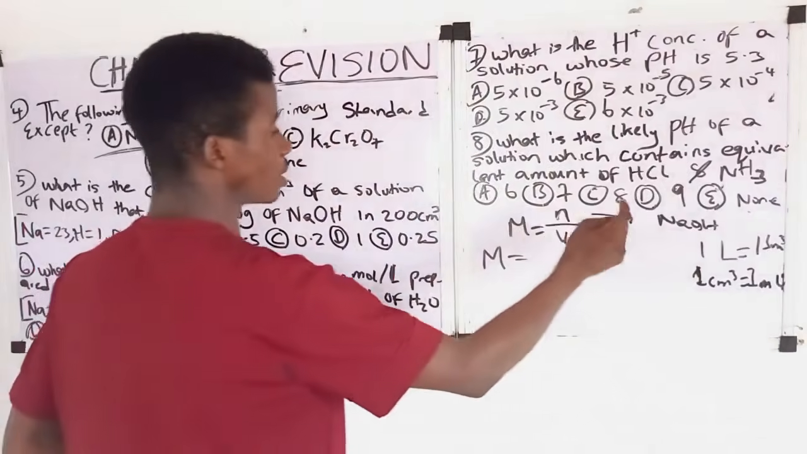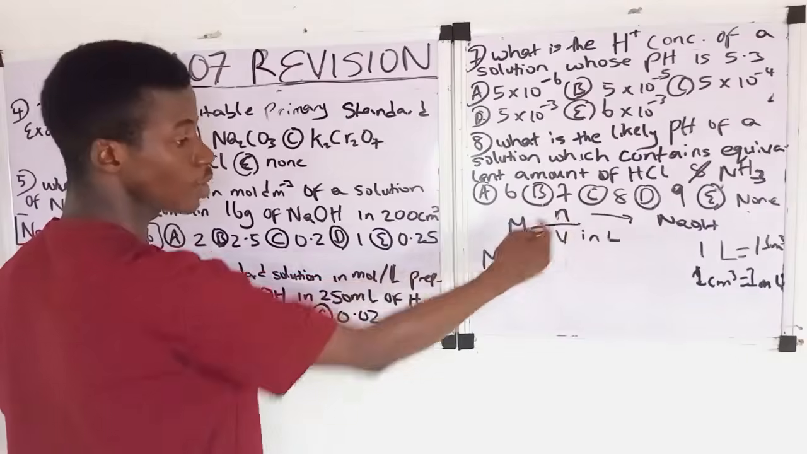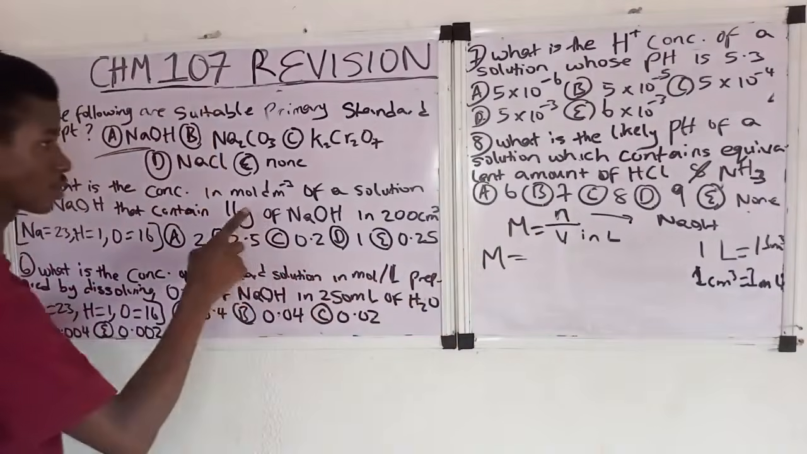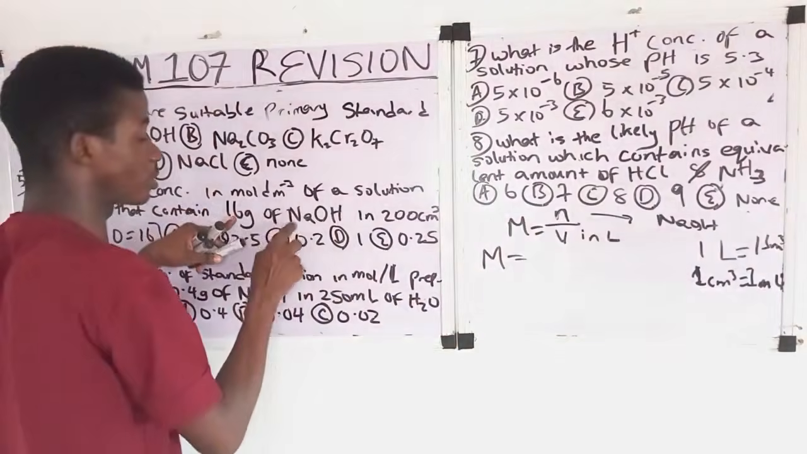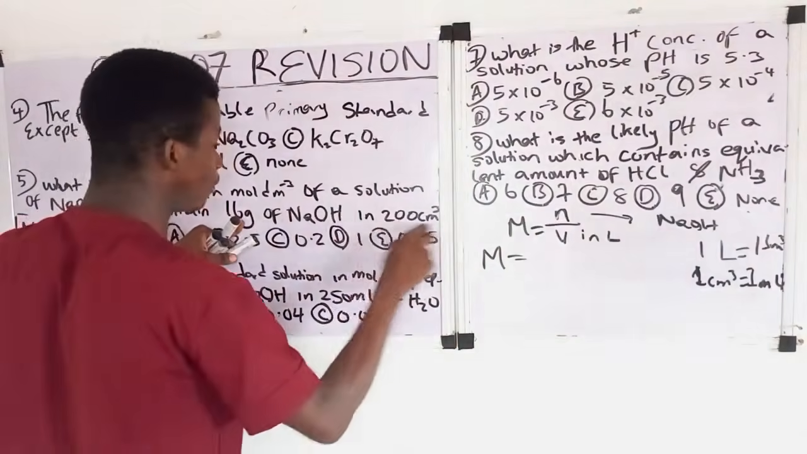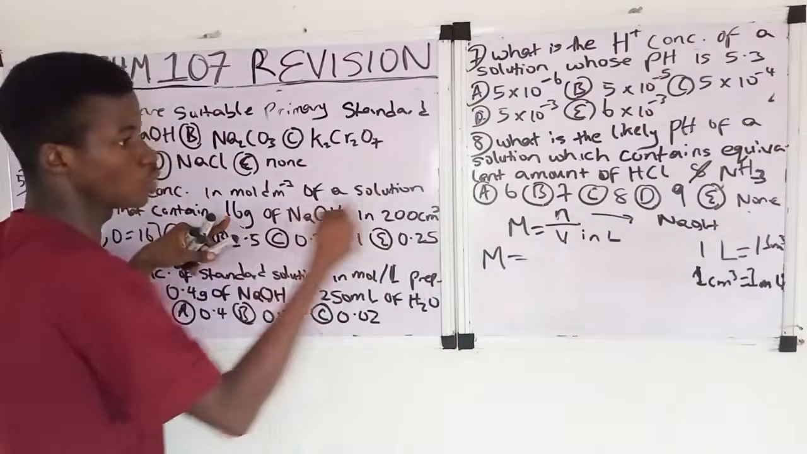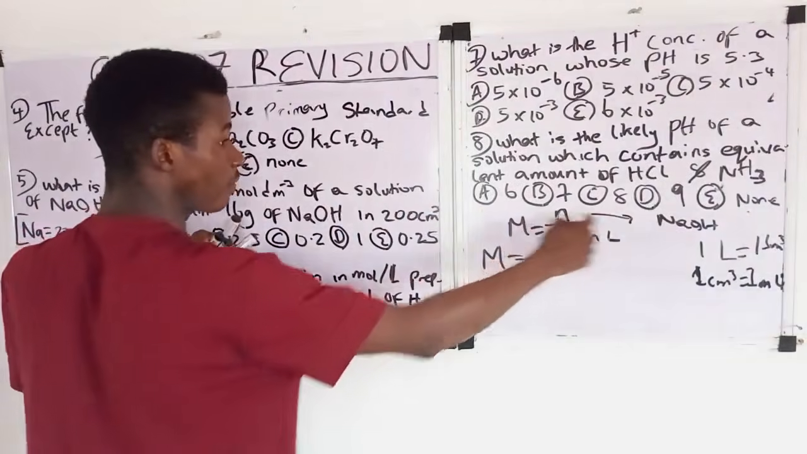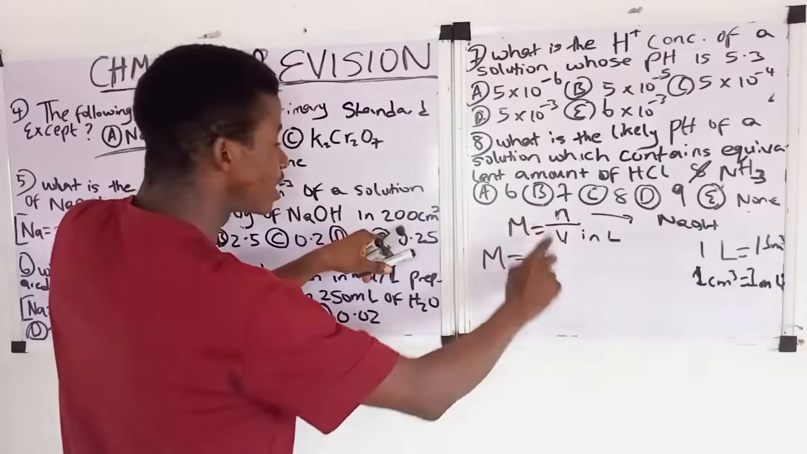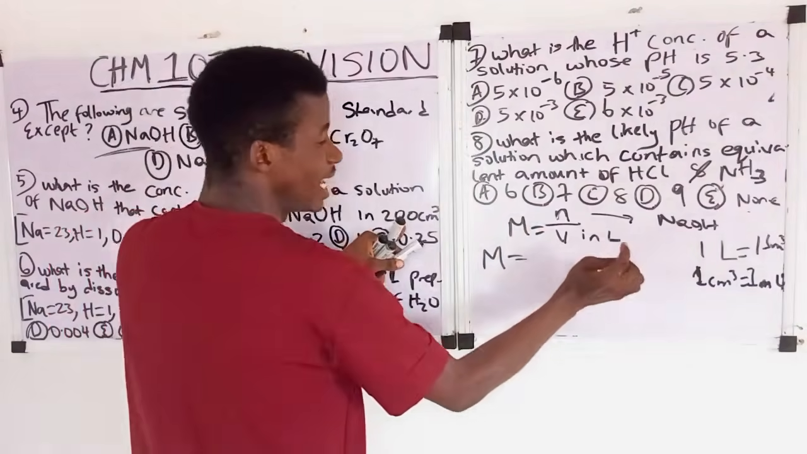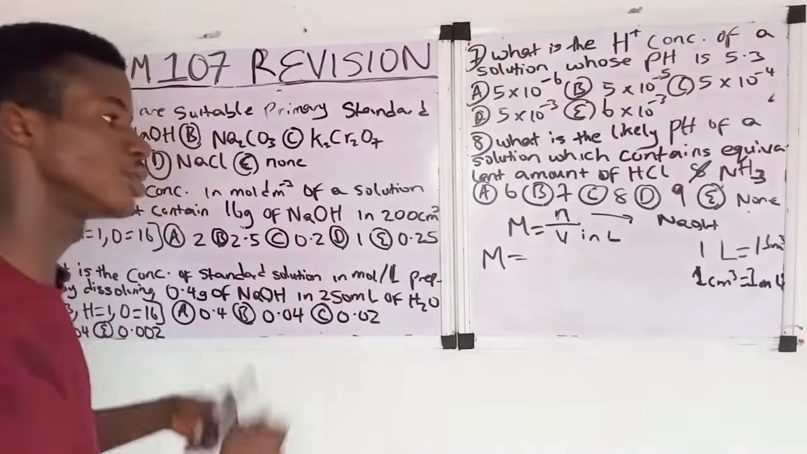We are looking for the molarity. They gave us the mass in gram of the solute, sodium hydroxide, and the volume of the solution. So we have to use this mass to find the number of moles of sodium hydroxide, then divide by the volume. The volume must always be in liter, so convert this volume to liter.